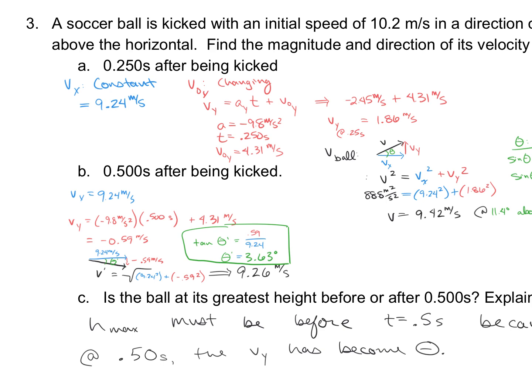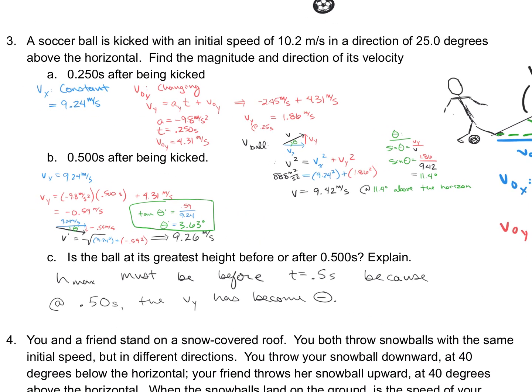And then when you do your trig, the opposite side of negative 0.59 divided by, in this one I showed that you can use the tangent. So the opposite over the adjacent is 0.59 divided by 9.24 and gives you an angle of 3.63 degrees. So to answer this question, you would say that the velocity at half a second after being kicked is 9.26 meters per second at 3.63 degrees below the horizon.